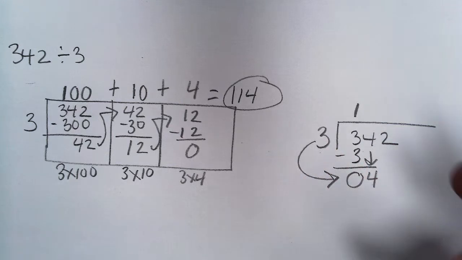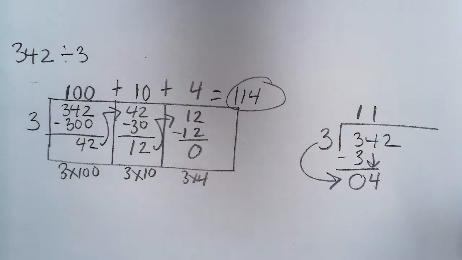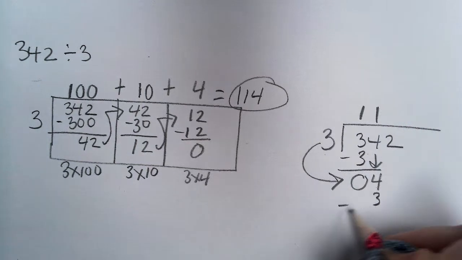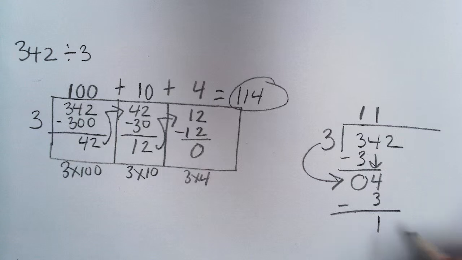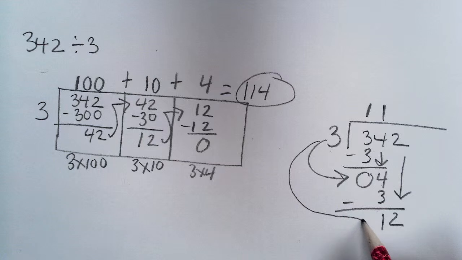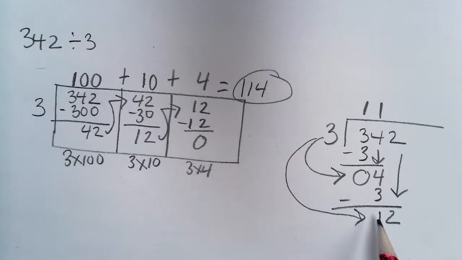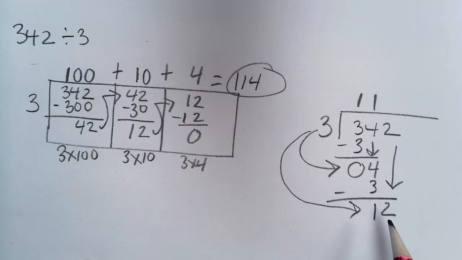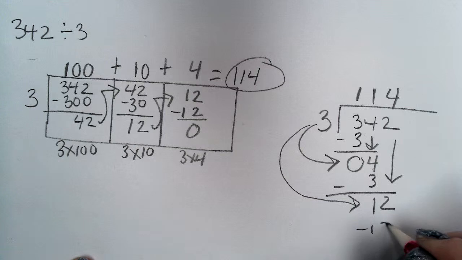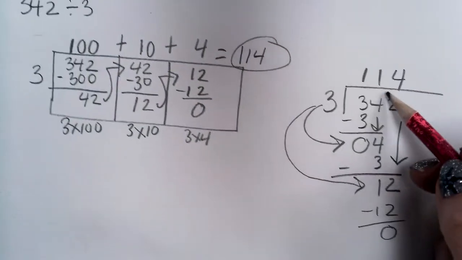So 3 times 1 is 3, subtract, bring it down, repeat. How many 3's go into 4? 1 is as close as we can get because 3 times 2 is 6. So 3 times 1 is, again, 3. Subtract, bring it down, repeat. And you can see how, again, we get 12. How many 3's go into 12? 4. 3 times 4 is 12, and you end up with the same quotient.